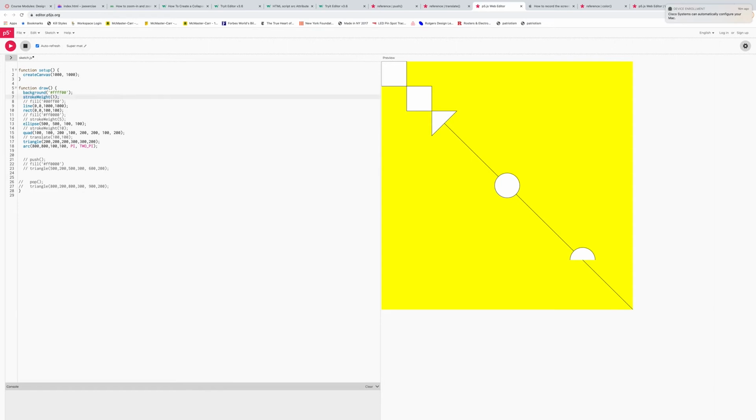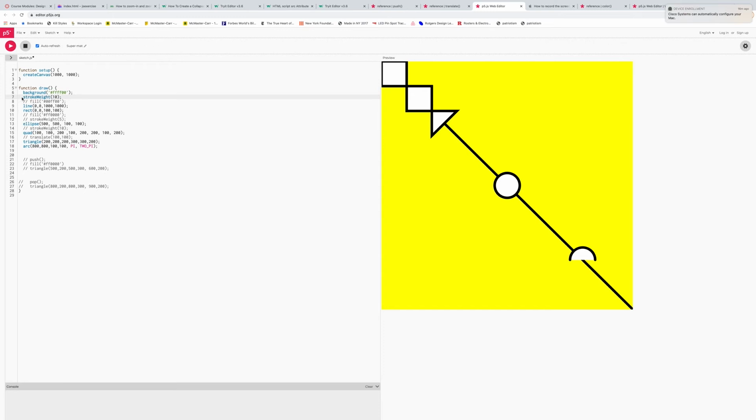I'm going to give everything a stroke weight of 10. Now, you'll notice again that in writing this command, instead of putting a space in between these two words, the first word remains all lowercase, and the first letter of the second word, weight, is capitalized. And then I've given ourselves a stroke weight of 10. And you'll notice that everything was affected by the stroke weight.